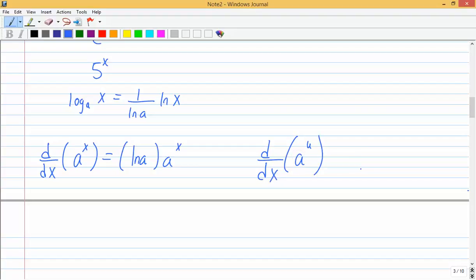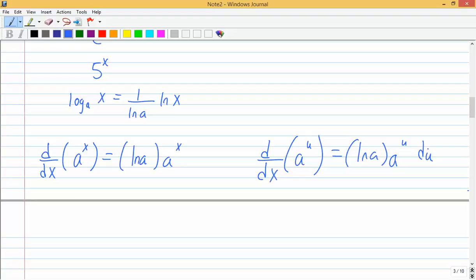Then the derivative of that is going to be equal to the natural log of a times a to the u times, what do you think? du, right? Anytime you have a u, you're going to have a du, so times du. And with derivatives, remember, we multiply times the du.